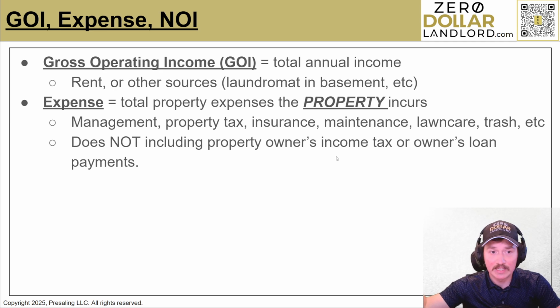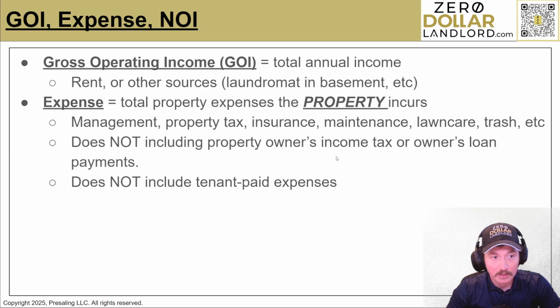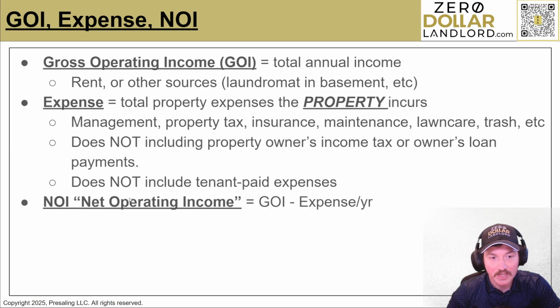Also, if person A buys the property versus person B buys the property with a loan, it's different. So we are looking at just the property. And also, this is not stuff that the tenants pay for. If the tenants pay for their own internet, then you don't count that. So it's just what are the expenses from the property.